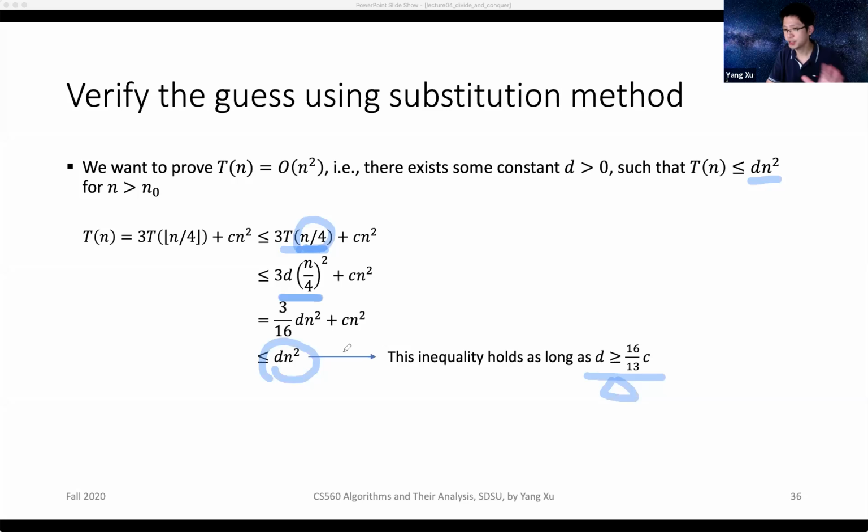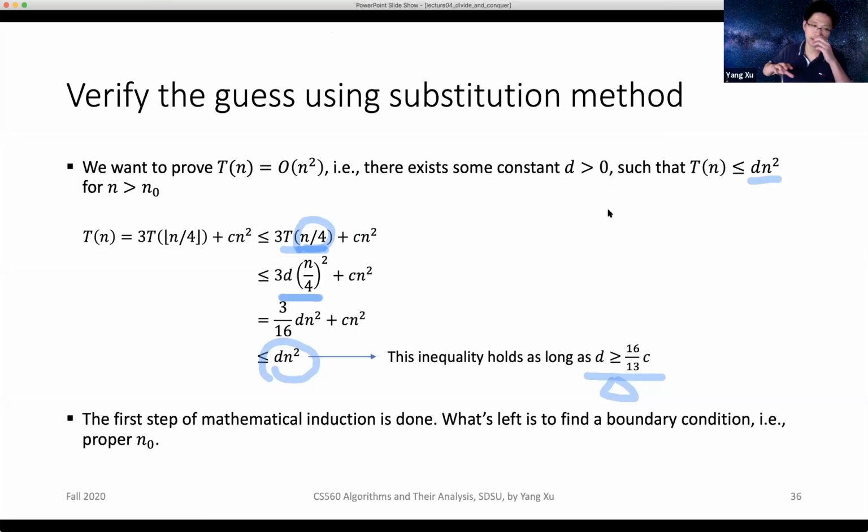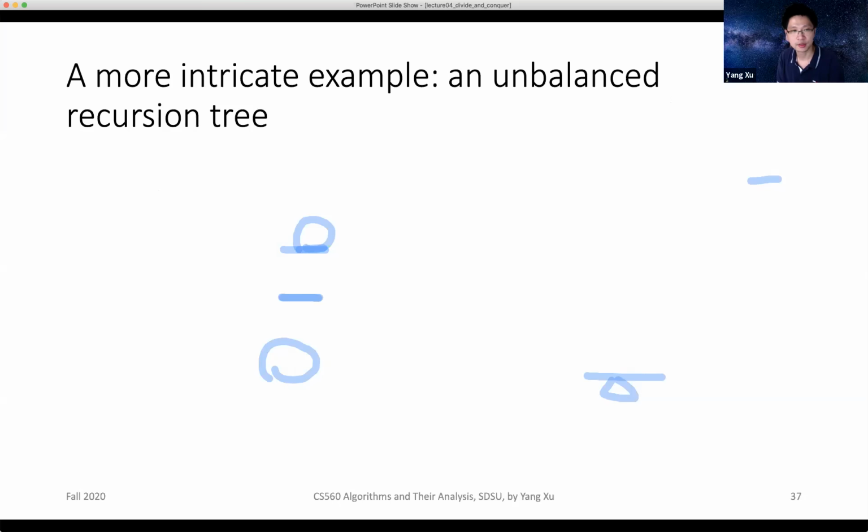Okay, so here's some review of the substitution method, right? What we want to stress is that the recursion tree helps you to get some guess, and then we still need to use this guess to strictly prove that this is actually true using the substitution method. Okay, so this is the first step of mathematical induction done. And what's left is to find the boundary condition and to find the proper n zero. Okay, which I'm not going to show here.